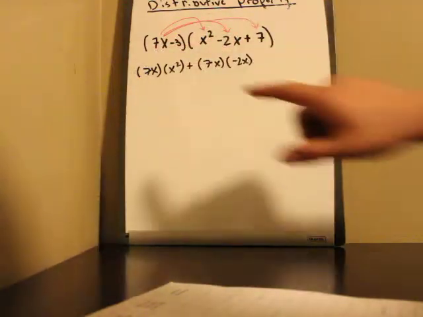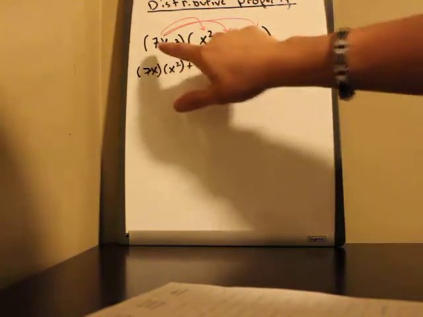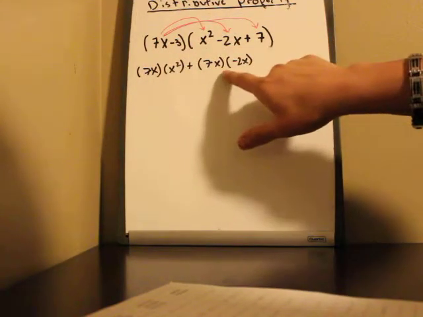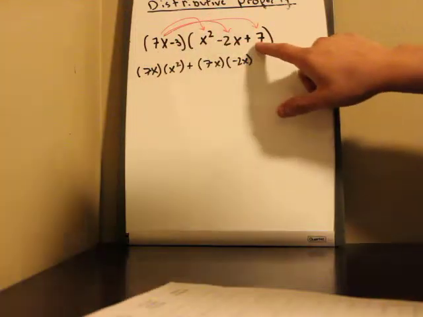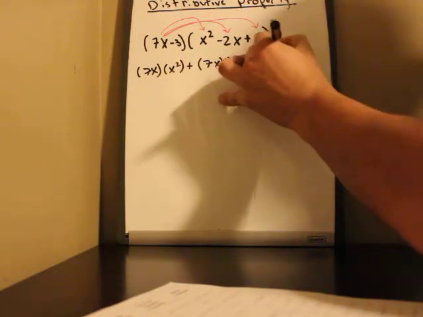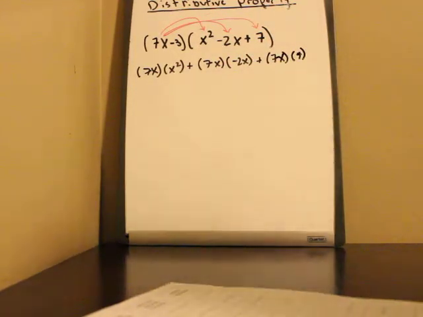So remember, the goal is always to get this number and to multiply with everything here. Well, we got that with this. 7x times x squared is here. 7x times -2x is here. And then we have 7x times 7. So I have plus 7x times 7.